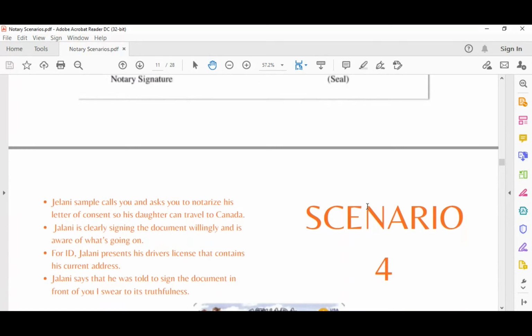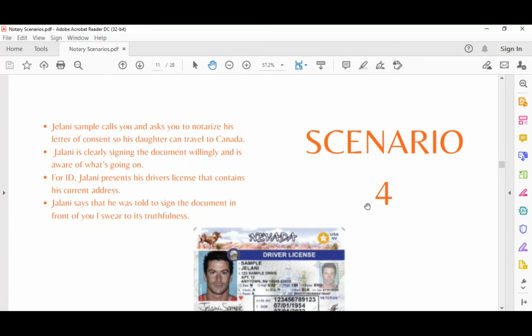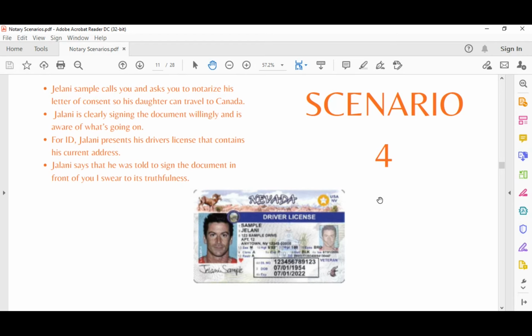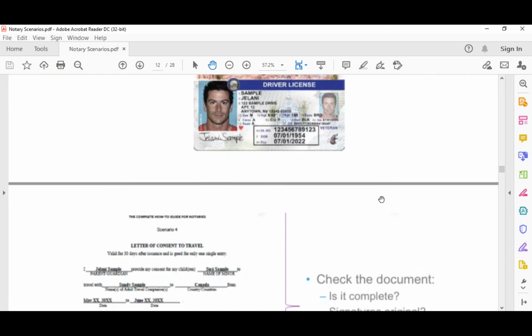All right, scenario 4. Jelani Sample calls you and asks you to notarize his letter of consent so his daughter can travel to Canada. Jelani is clearly signing the document willingly, and he is aware of what's going on. For ID, he presents his driver's license that contains his current address. Jelani says that he was told to sign the document in front of you and to swear to its truthfulness. So we automatically know that it is going to be a jurat certificate that we will be notarizing, guys, just from him saying that.